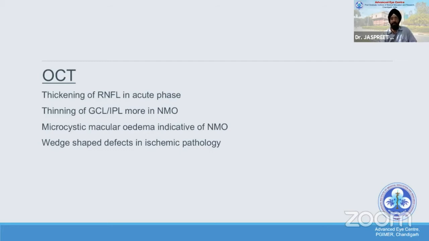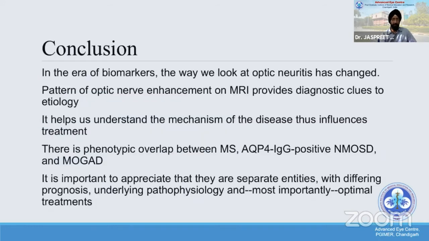So if you have a severe thinning, probably it would go more in favor of an NMO spectrum. Then clinically, microcystic macular edema is indicative of NMO. You can have wedge-shaped defects, but remember, wedge-shaped defects are more prevalent in ischemic pathology.